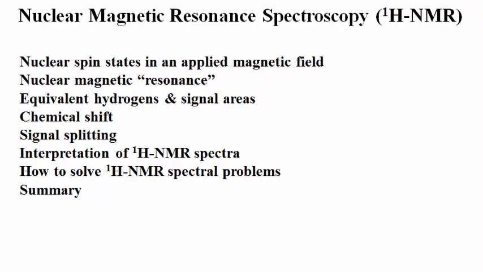out with nuclear spin states and an applied magnetic field, what it means exactly by resonance, how we can determine equivalent hydrogens and pick them out in a spectrum, the definition of chemical shift and how that corresponds to different functional groups, signal splitting, which is arguably one of the more complicated concepts in this section, and then interpretation of some spectra. So there's, again, another video that covers how to actually solve spectroscopy problems given proton NMR data, IR spectra, and mass spec data.